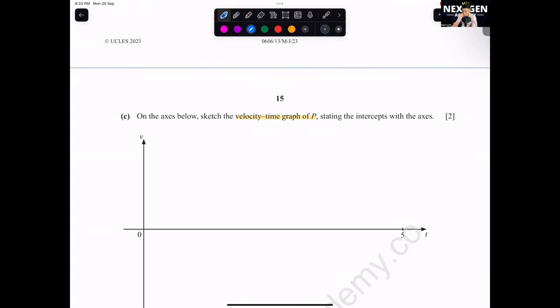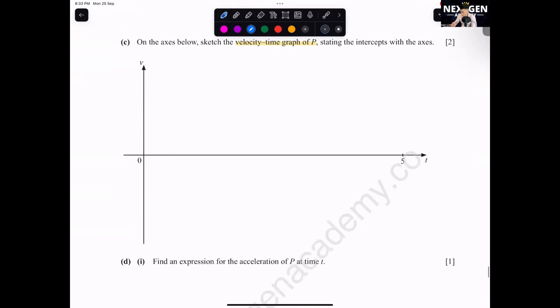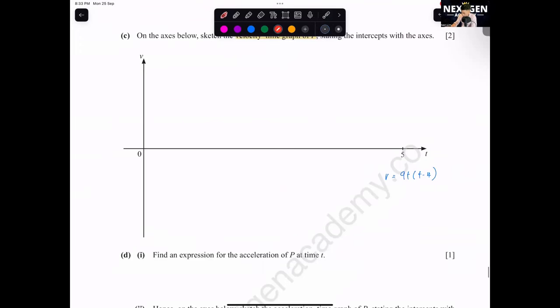Okay, we already found the V equation. V is 90t minus 4. In fact, they're not asking you to convert. They are just asking you to base it on the equation, then you sketch it out. So you're actually just drawing a cubic equation graph, now a quadratic graph. The shape of this one is a happy face graph.